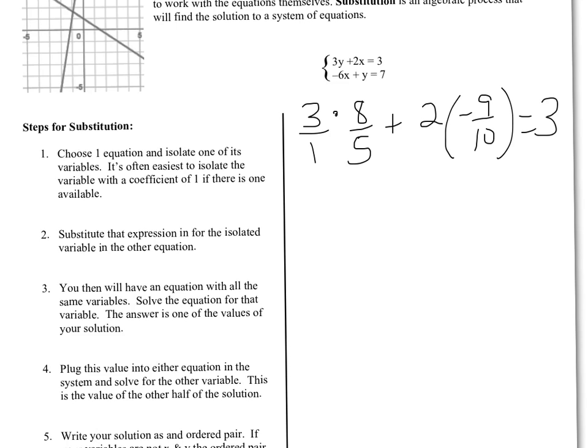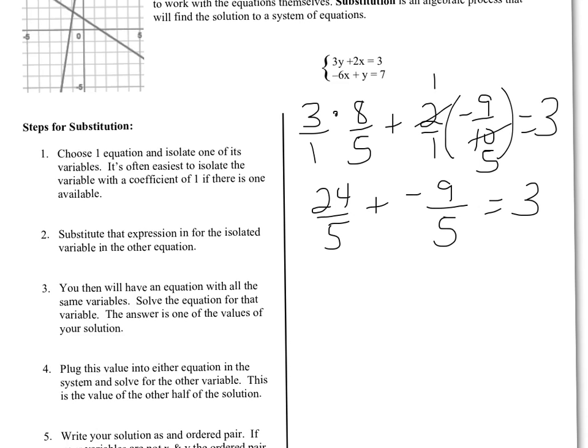All right, so we'll make that 3 over 1. I can't do any cross canceling, so that's just 24 over 5. Plus, let's make that 2 over 1. I can do some cross canceling here though. That can become a 1, that can become a 5. 1 times negative 9 is negative 9, 1 times 5 is 5, and we want it to equal 3. And 24/5 plus negative 9/5 is the same as 24 minus 9, and last time I checked, 24 minus 9 was 15. So I get 15 over 5 is equal to 3. And you know that 15 divided by 5 is actually 3, so you get 3 is equal to 3.